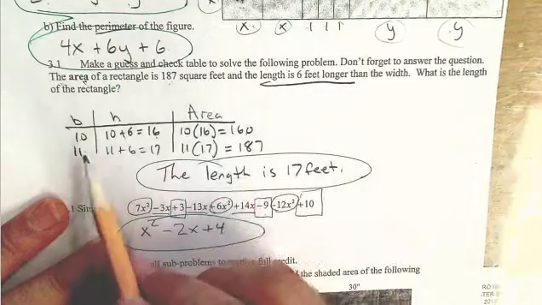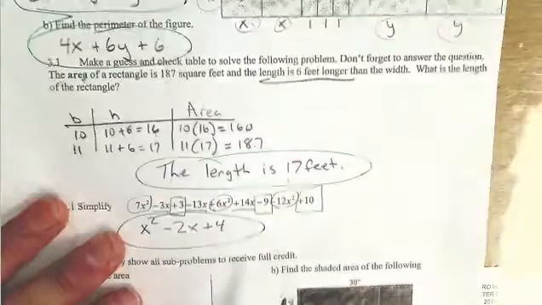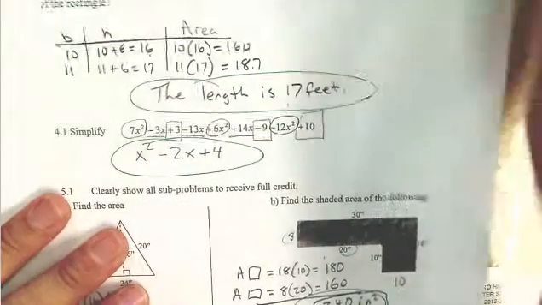That was too small. I guess bigger. Added 6 to it. 17. Most of you got that one right. I was pretty happy about that.